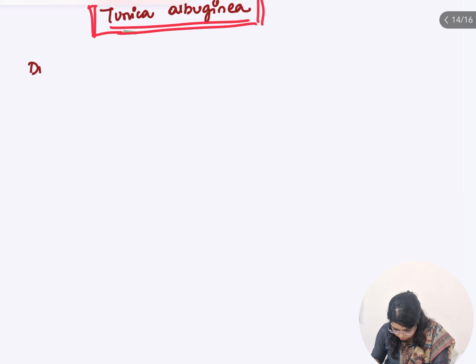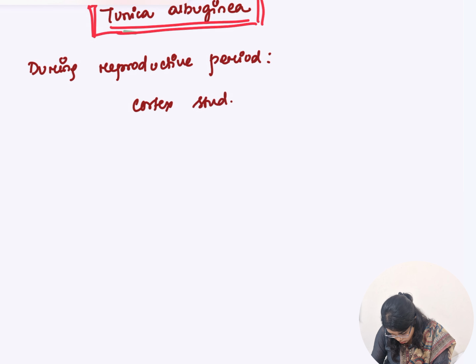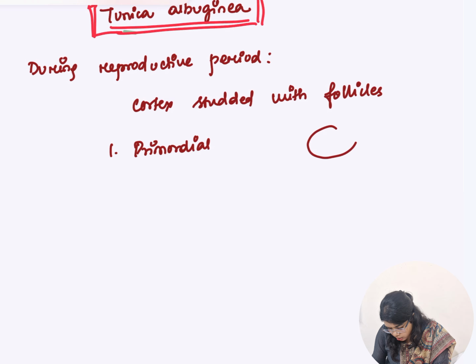So what happens in the reproductive period? During the reproductive period, the cortex is studded with follicles. So what are the types of follicles? I've told you first the primordial follicle. What is a primordial follicle? It means only a single layer of epithelium. Okay, only single layer. That is the primordial follicle.